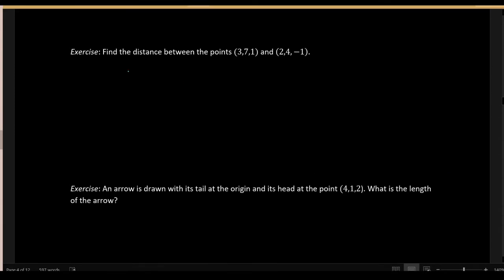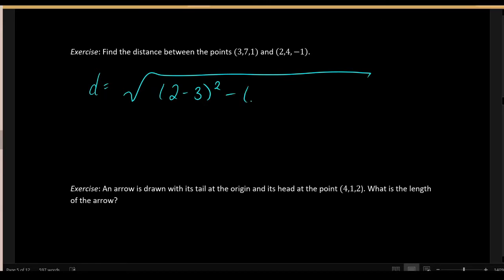Let's get some quick practice with this distance formula, where we have the 2 points 3, 7, 1, and the point 2, 4, minus 1. So the distance can be found by taking the square root of the difference between the two x-coordinates, second minus first, the difference between the two y-coordinates, second minus first, and the difference between the two z-coordinates, second minus first.